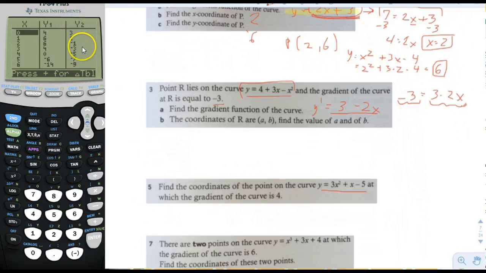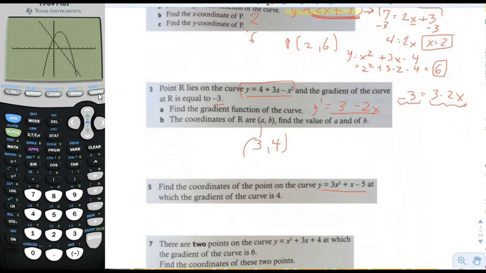Okay, so when is the gradient function equal to -3? And remember, the second one I usually put the gradient function. So -3 corresponds to x equals 3. So at the point x equals 3, the gradient function is equal to -3. Well, what is the y value from the original function at x equals 3? It's 4.